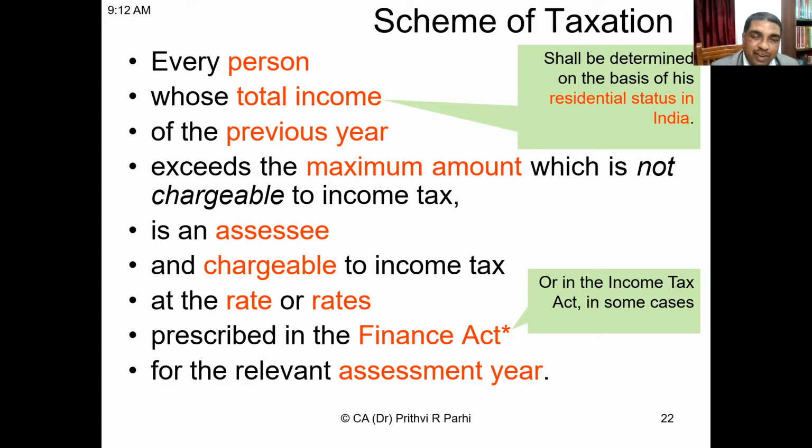The slab rates you can find in the Finance Act. But there are some special rates. For example, if there is a long-term capital gain, tax has to be levied normally at the rate of 20%. Or if there are, let us say, winnings from lotteries, tax will be levied at the rate of 30%, like this. These special rates are there in the Income Tax Act. So rates are prescribed mostly in the Finance Act, but there are some rates which are there in the Income Tax Act also.